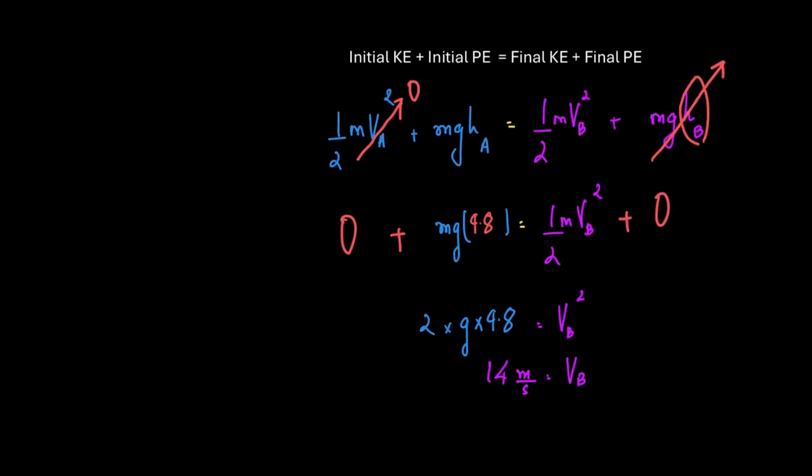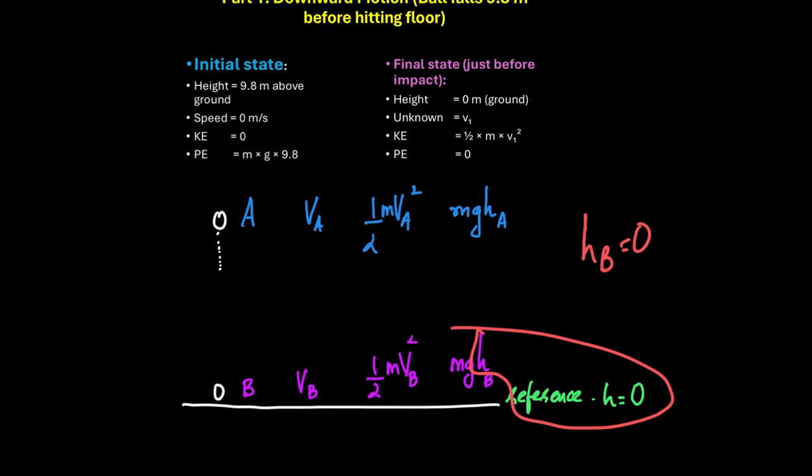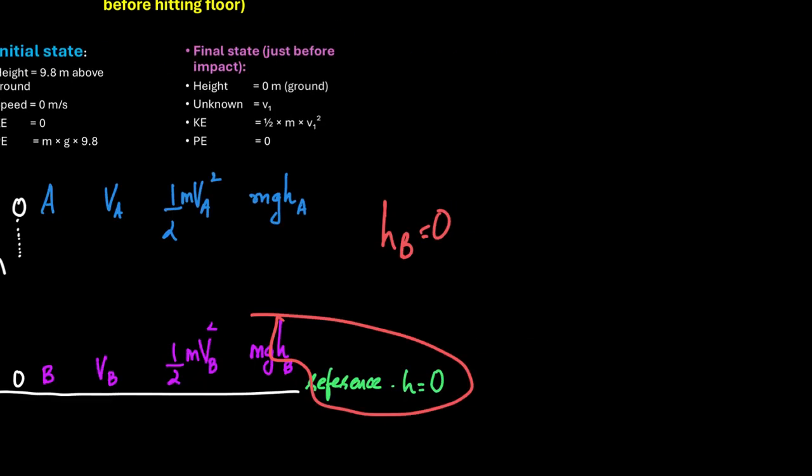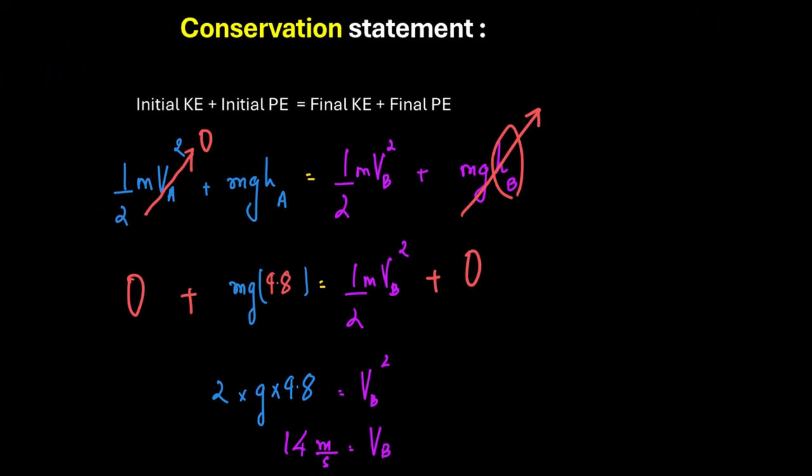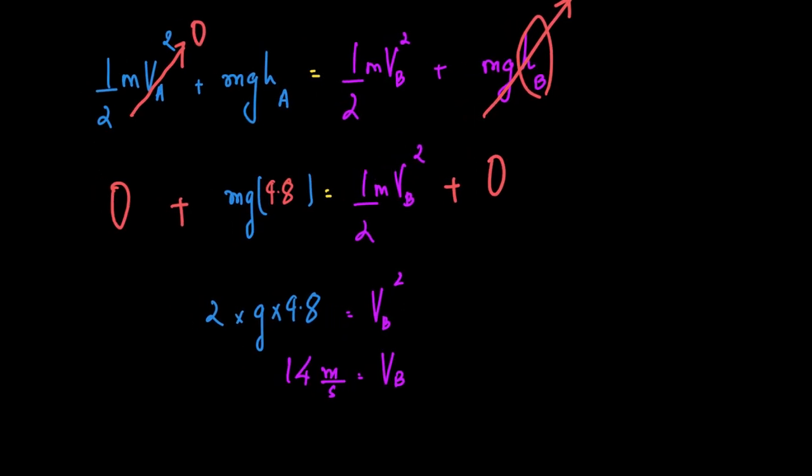Why is HA 9.8? Because the ball is dropped from a height, H equal to 9.8 meters. So what we get here is m g into 9.8 is equal to half m VB squared. m by m is 1, and we have 2 into g into 9.8 is VB squared. VB is 14 meter per second. Right?